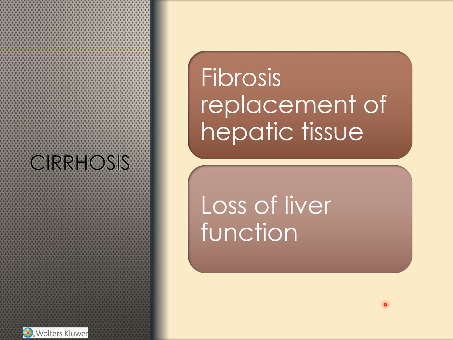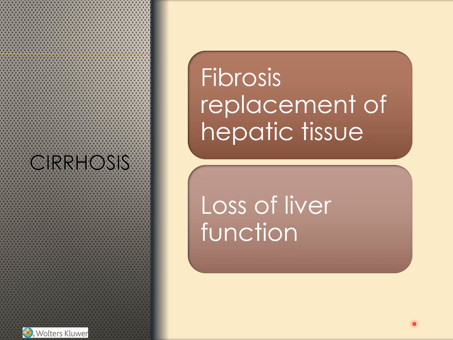So when cirrhosis of the liver occurs, what this essentially is, is fibrotic or fibrosis replacement of hepatic tissue. So we have good, healthy hepatic tissue that starts to fibrose, and it can no longer do the same functions that it was meant to do. And so then we get this loss of overall liver function.